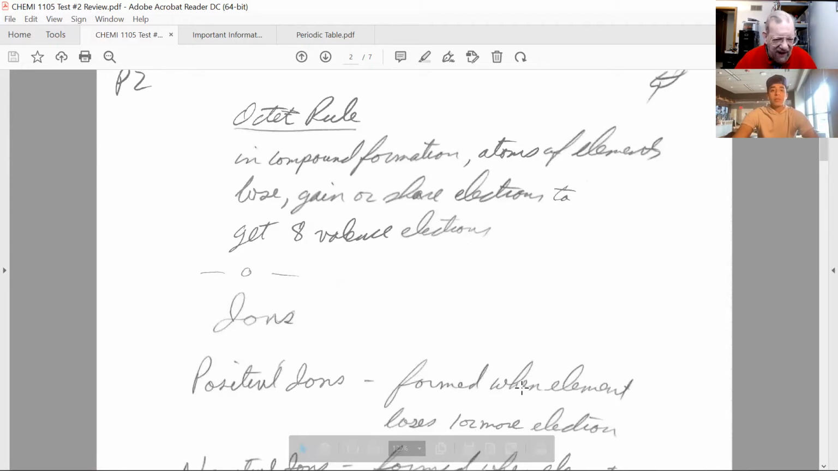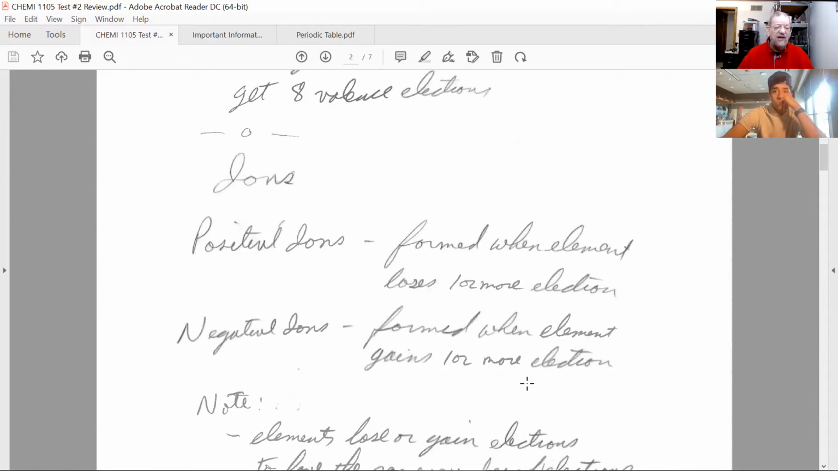Now, this will not be on the test, but I thought I'd remind you the octet rule. In compound formation, making molecules, atoms and elements lose, gain, or share electrons to get 8 valence electrons. Same number of valence electrons as the nearest noble gas. And I'll never ask that on test or final.